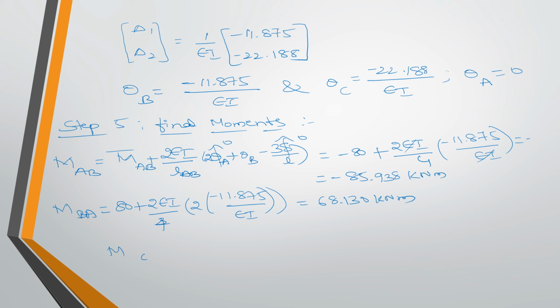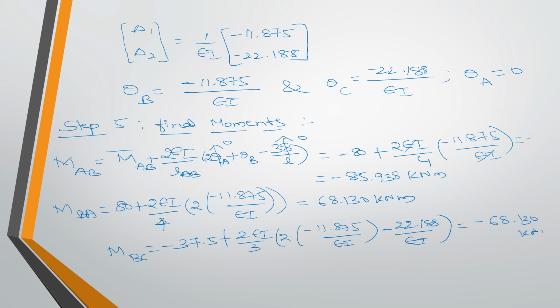Similarly, calculate on BC. MBC is equal to, with the same formula, M bar BC plus 2EI by LBC, 2 theta B plus theta C minus 3 delta by L. Substituting, this is minus 37.5 plus 2EI by 3 and 2 theta B, which is minus 11.875 by EI, minus theta C, 22.188 by EI. After simplifying this equation, we'll get the final moment of BC as minus 68.130 kilonewton meter.